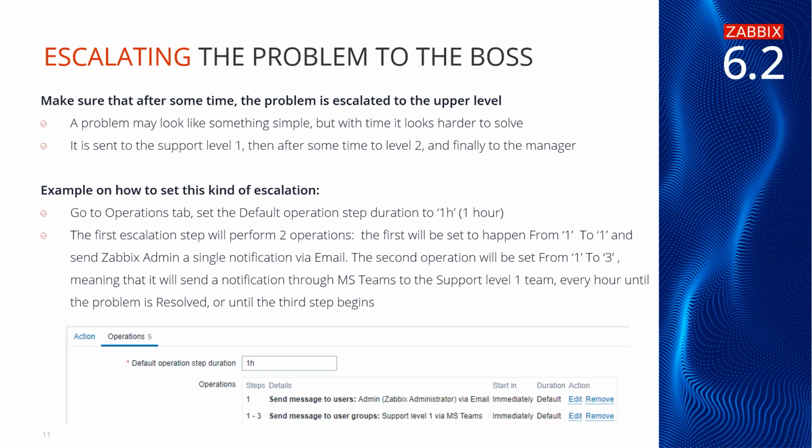So here in this example, we have the same concept. We set the duration to 1 hour, and the first step is going to execute 2 operations. It's going to both send an email to the Zabbix administrator, and at the same time send a message via Microsoft Teams. In this example, I'm using Teams to the support level. So the support level and the Zabbix administrator are going to be aware of the problem.